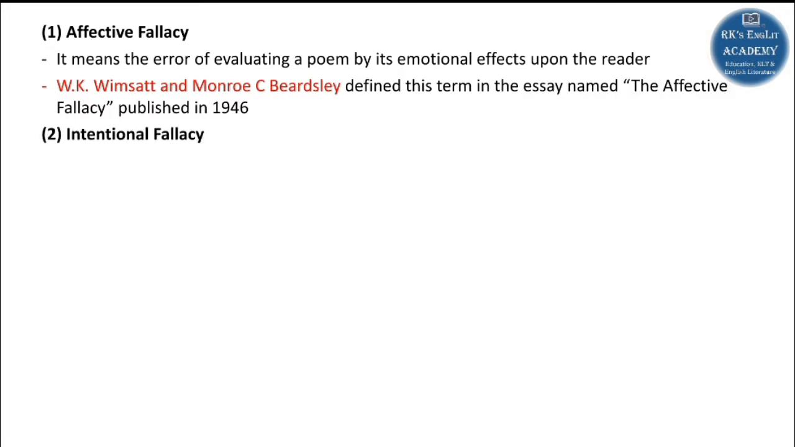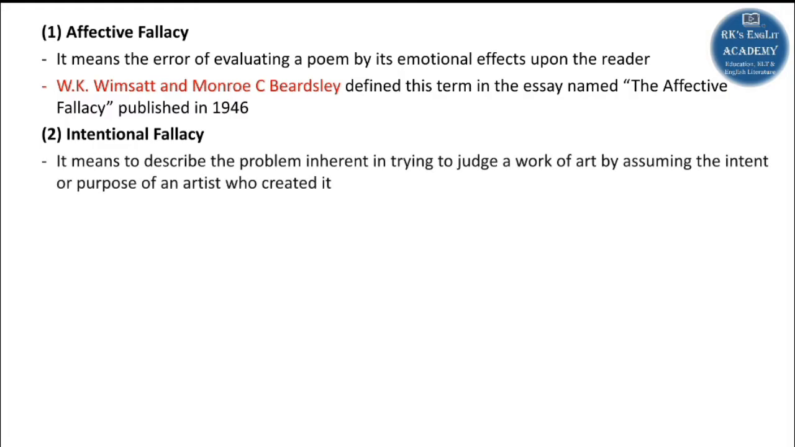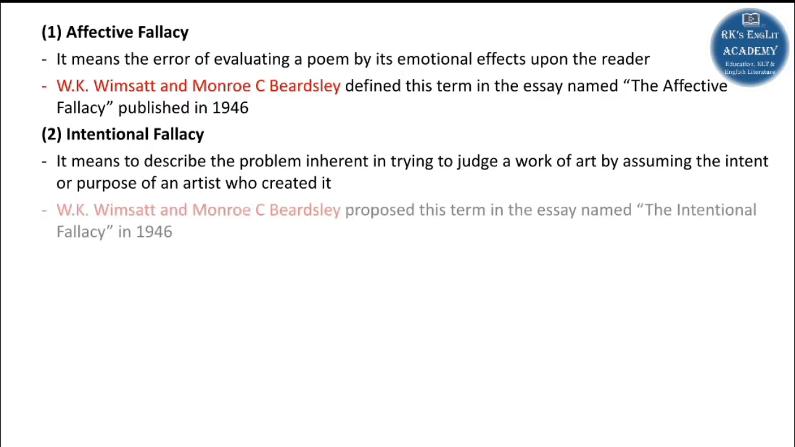The second term is intentional fallacy. It means to describe the problem inherent in trying to judge a work of art by assuming the intent or purpose of the artist who created it. Once again, W.K. Wimsatt and Munro C. Beardsley proposed this term in the essay named The Intentional Fallacy in 1946.